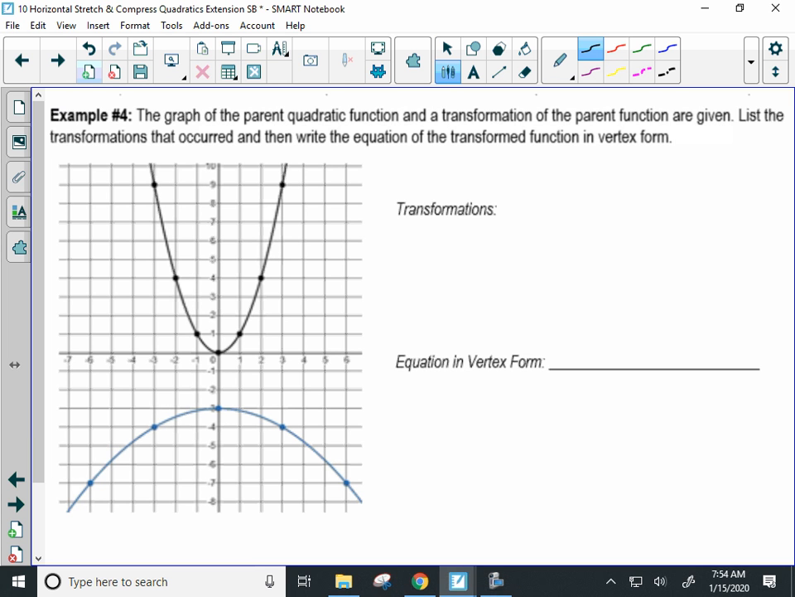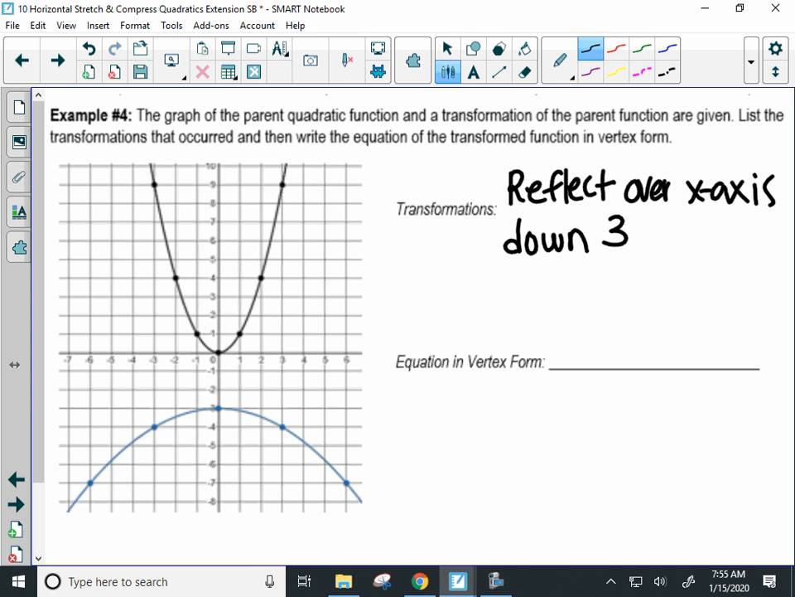I should first be able to tell that it's upside down, which means that this graph was reflected over the x-axis. Okay, so that is the first transformation that happened. The next thing I noticed is that you could say it went down 3. I noticed that it's down 3. And my graph looks wider. So I have to decide, is this a vertical change or a horizontal change?